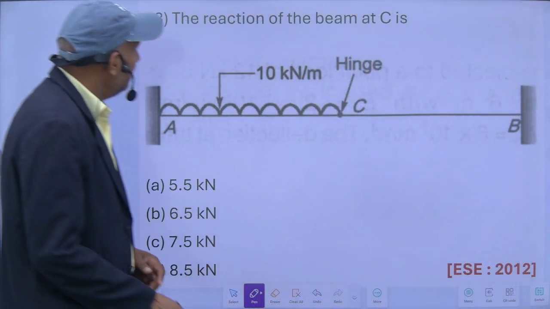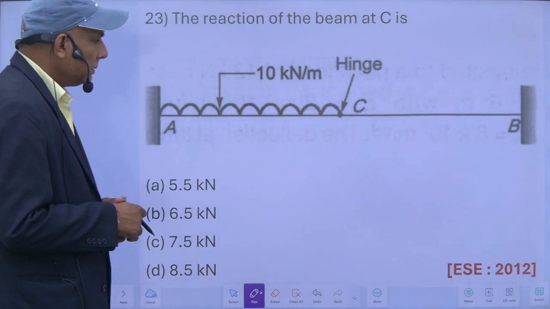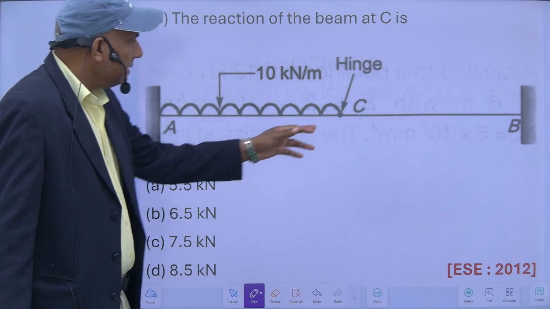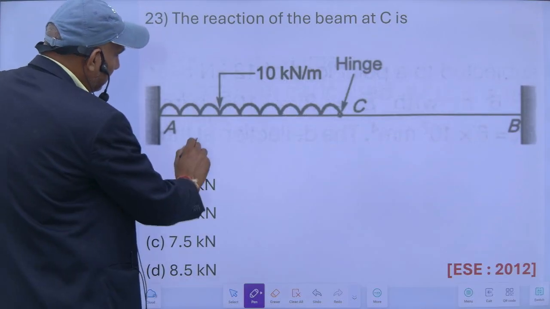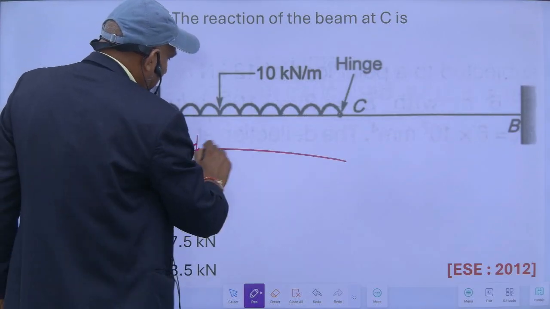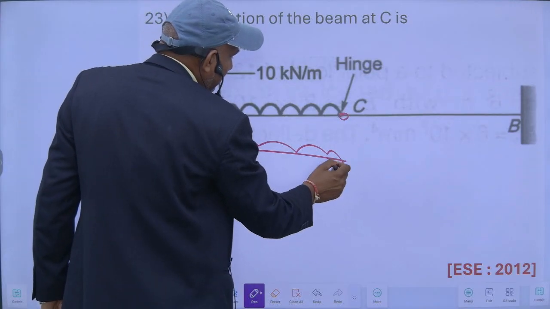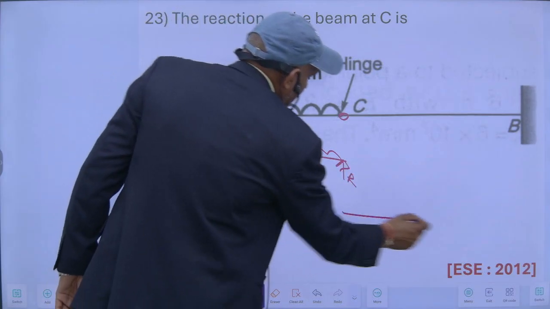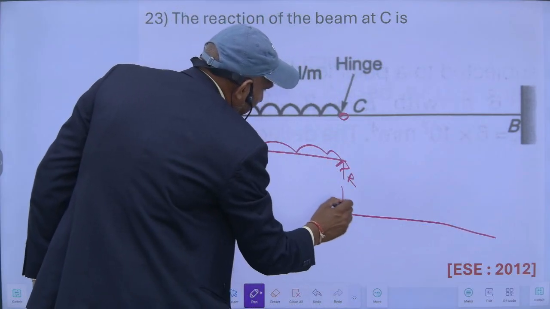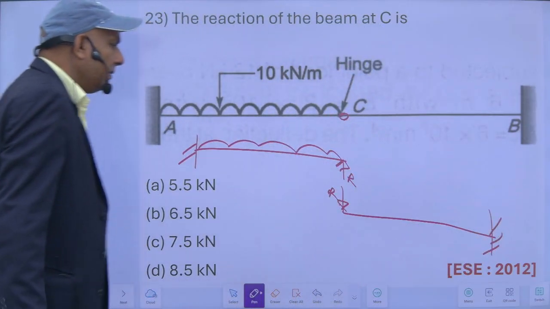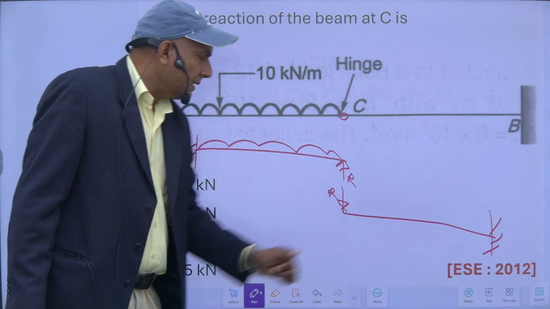For the beam, the reaction of the beam at C. This is a hinge. So as I explained earlier, this hinge will provide some reaction and the same reaction will be here. So this will be a propped cantilever and this will be a free cantilever.